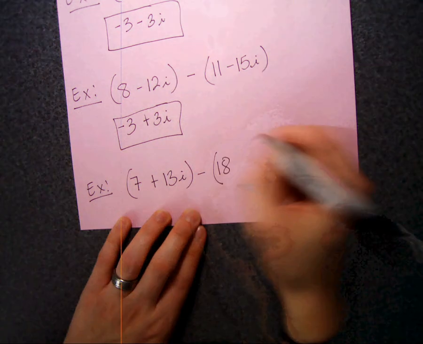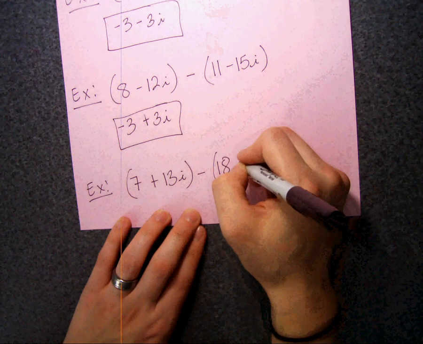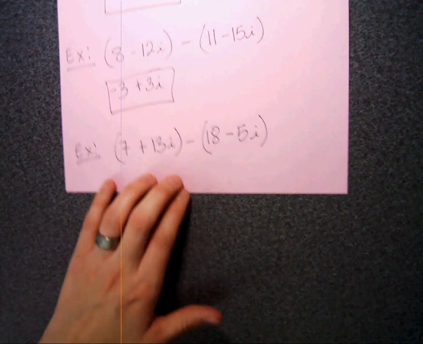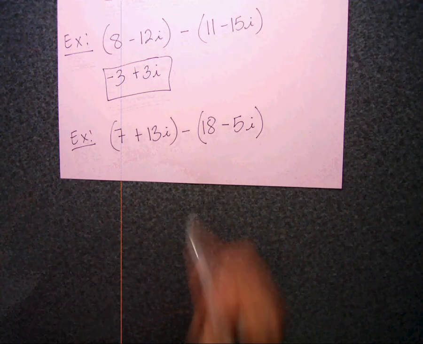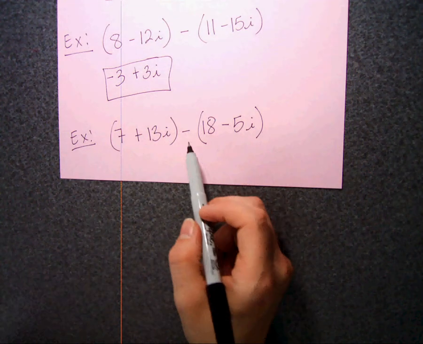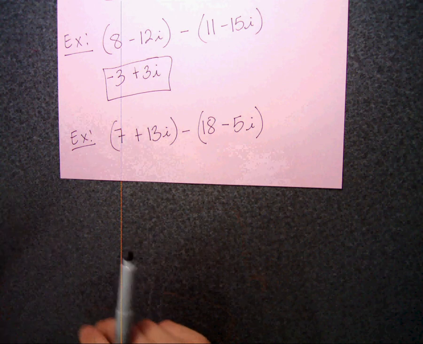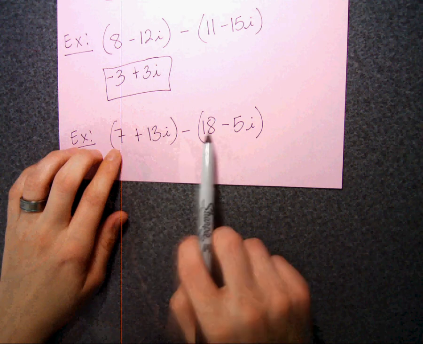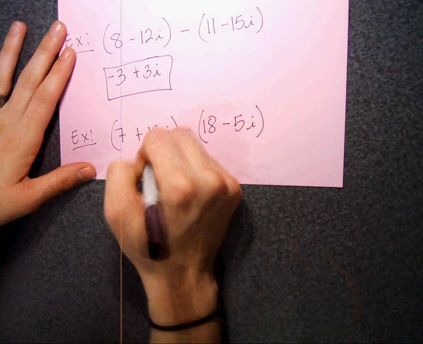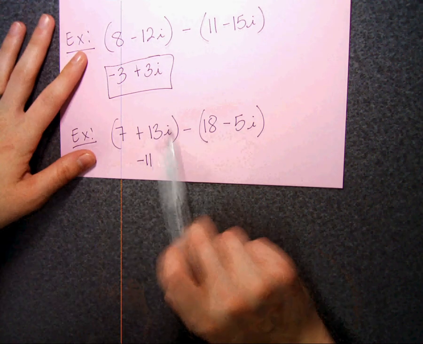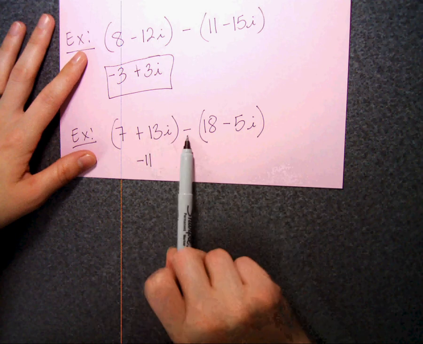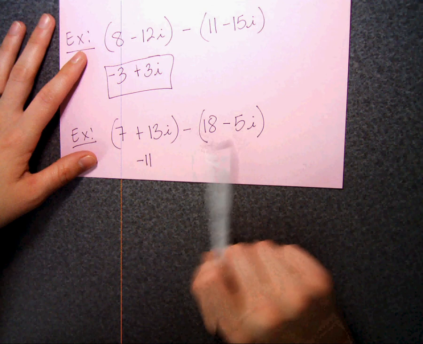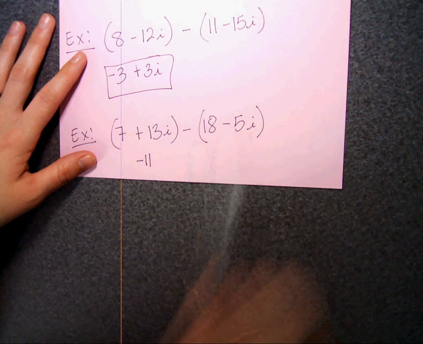There we go. Alright, so let's do one more. So this one's subtraction, so be careful of your signs. And again, I'm just combining real number, imaginary number, imaginary number. So 7 minus 18 gives me negative 11. There's my real part. And 13i, positive 13i, minus negative 5i. The minus and the negative will combine and become a positive. So I have 13i plus 5i gives me positive 18i. So they won't always be 3's. Totally coincidental.